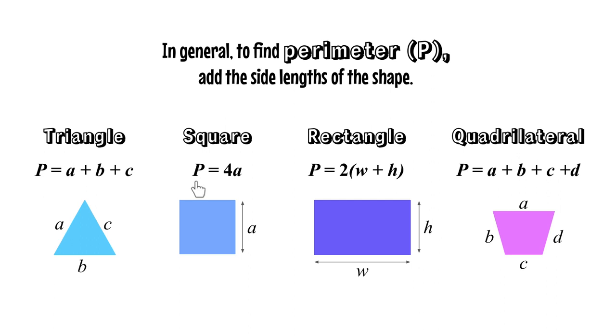For example, if you have a square, instead of adding all four sides that are the same length, we just multiply 4 times one of the side lengths. For a rectangle, we have the width and the height. If we add those together and then multiply it by 2, we will be essentially adding up all four sides. However, when in doubt, just add the side lengths together.